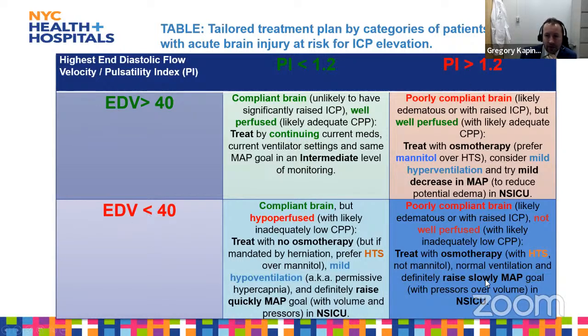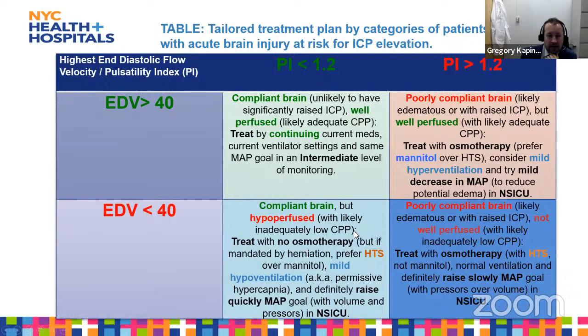When your patient has both the PI being high and the end diastolic velocity being low, then you have a poorly compliant brain that is not well perfused. What you need to do is osmotherapy. Definitely hypertonic makes more sense than mannitol. You can do normal ventilation because you have no room. Actually, you cannot hyperventilate. You're going to worsen their diastolic perfusion. And definitely the main treatment should be, along with your hypertonic, to raise the MAP, but it should be raised slowly. Otherwise, if you raise it too brutally, it's going to go with the PI elevation also.